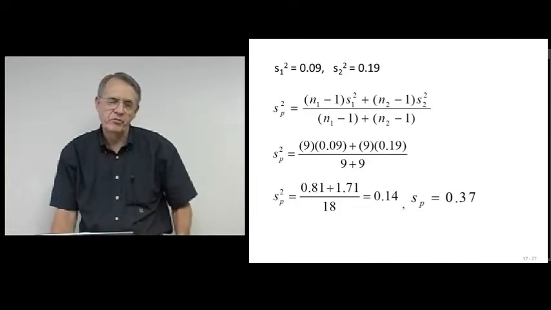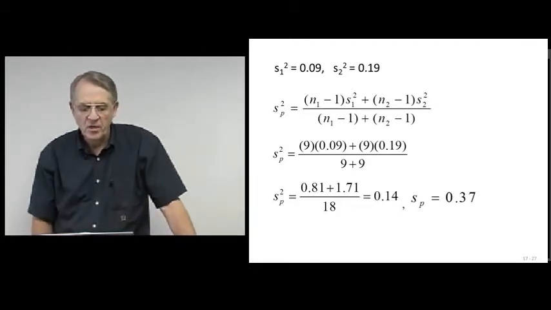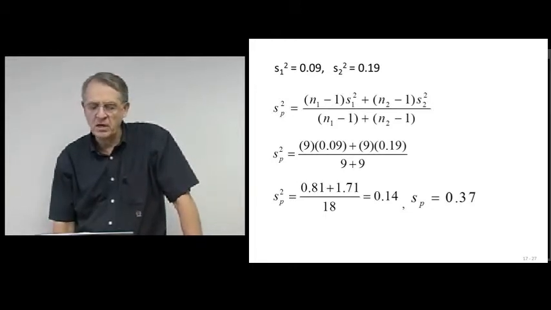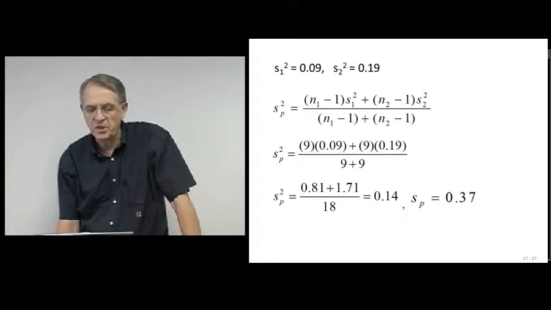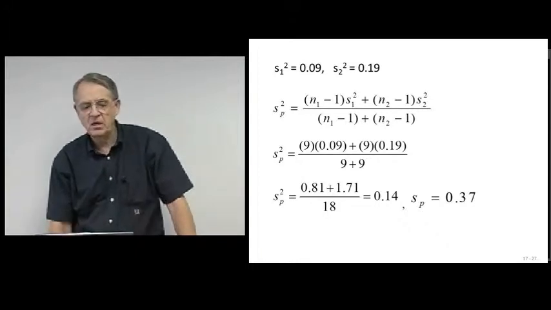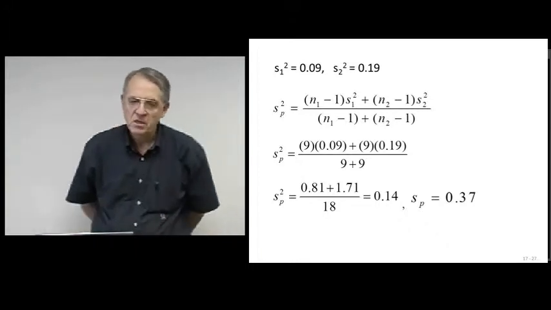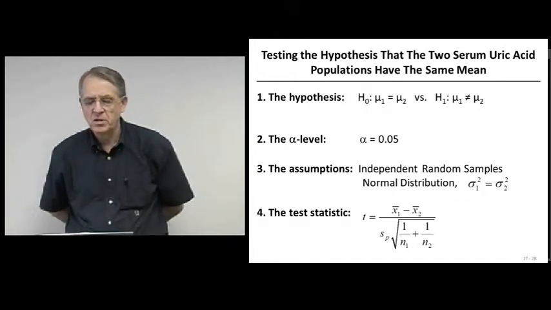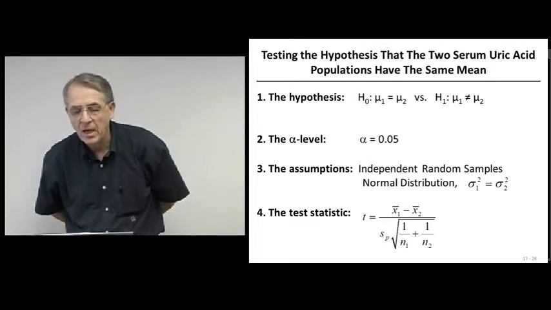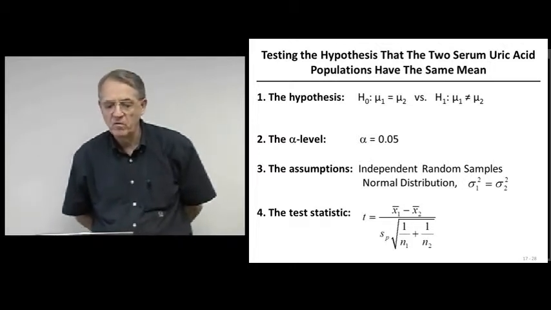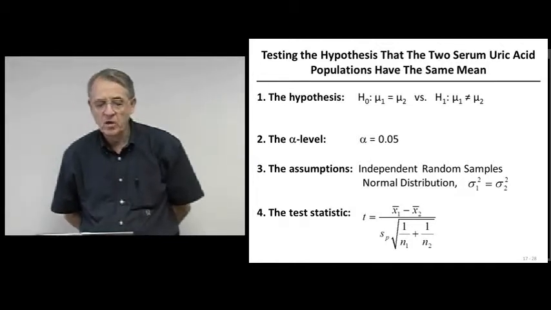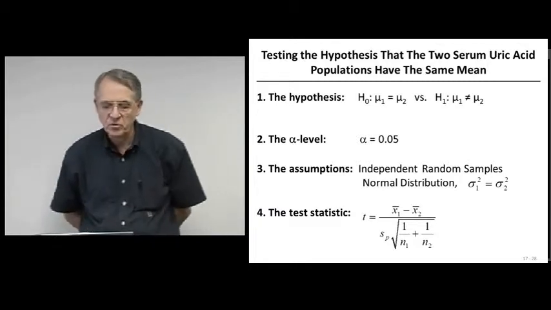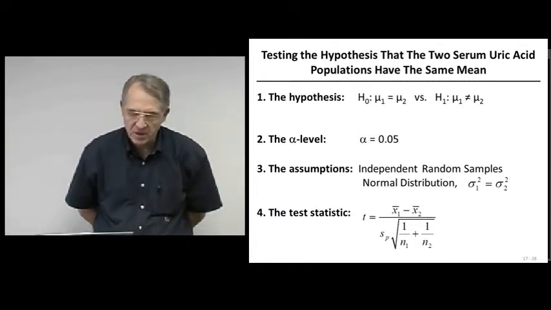But in any case, you can go through that either way you like and end up with the estimate of the pooled variance being 0.14 and the square root of that, the standard deviation, being 0.37. So now we have everything we need and we can finish the calculations. The null hypothesis is that the means for the two populations are equal versus the alternative that they're not equal. And the alpha level is 0.05. The assumptions we're working with are the ones we've been working with, that we have independent random samples from normal distributions and that the two populations have the same variance.